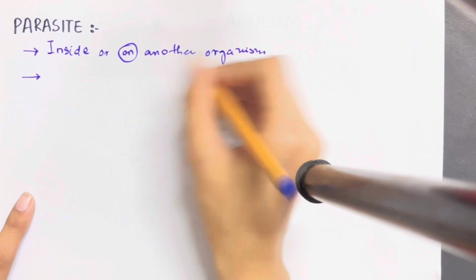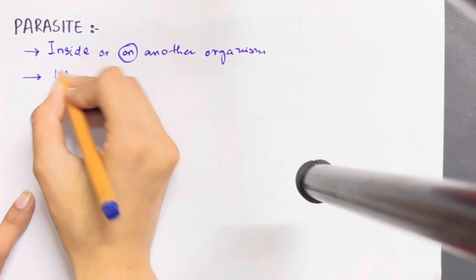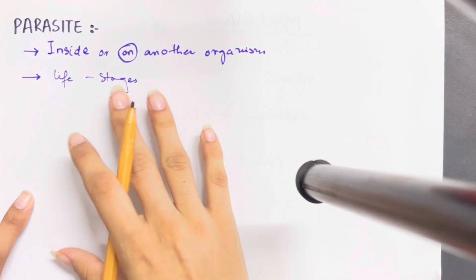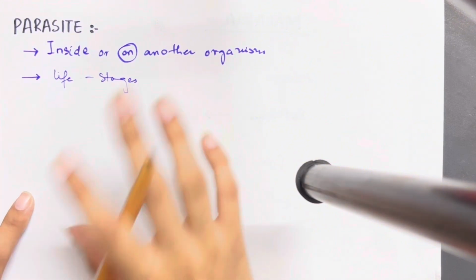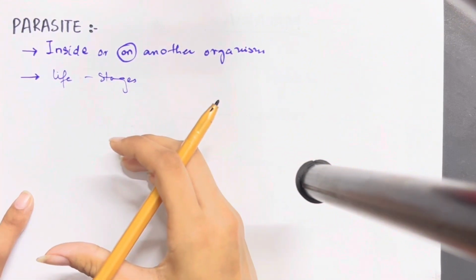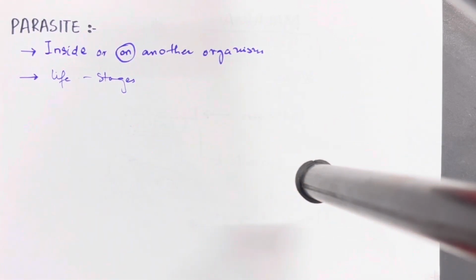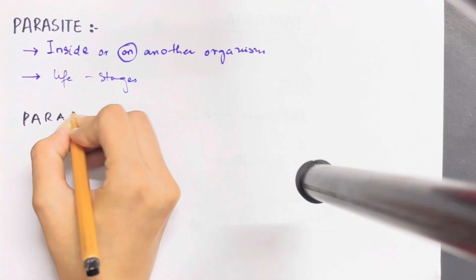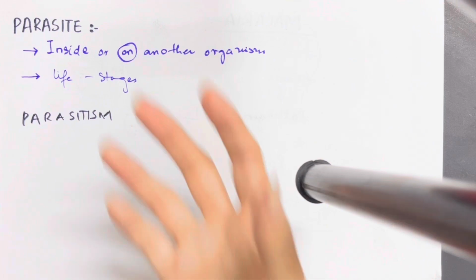Traditionally, we say that parasites refer to organisms with life stages that go through different stages and need more than one host. Therefore, we say that they either live inside an organism or on the organism. When you talk about the parasite, you need to talk about the colony formed by parasites, which is termed parasitism. Parasitism is a form of symbiosis.